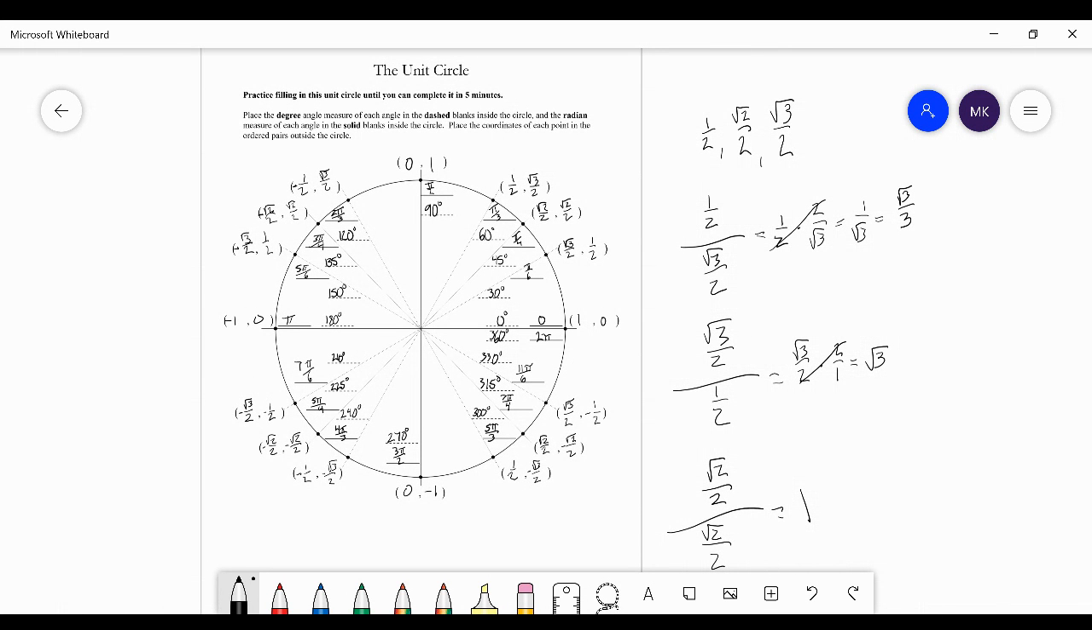All right, there you have it. There is your complete filled in unit circle. I cannot emphasize how important it is for you guys to be able to know and use this forwards, backwards, left, right, center, and to really understand what's happening here.